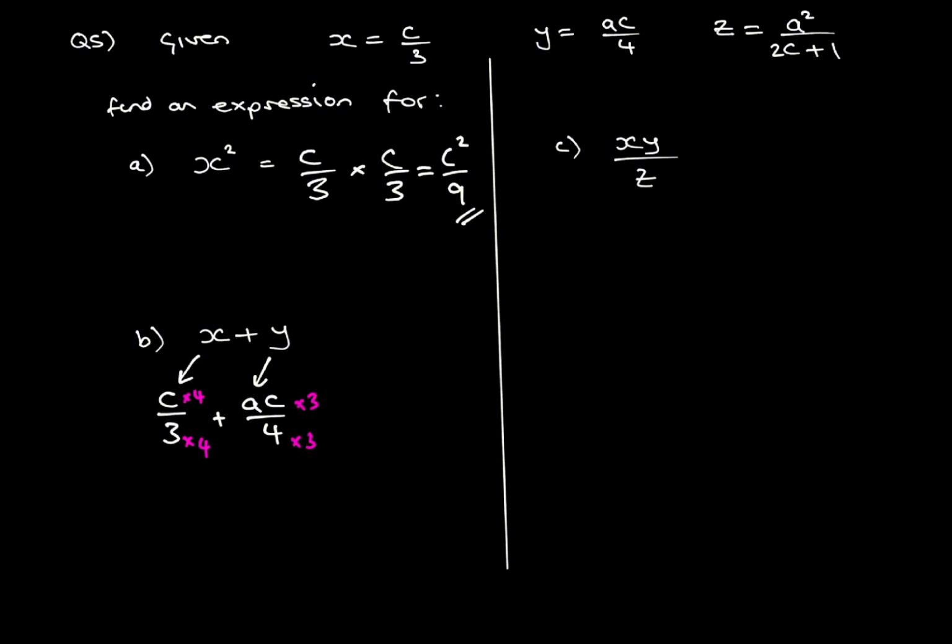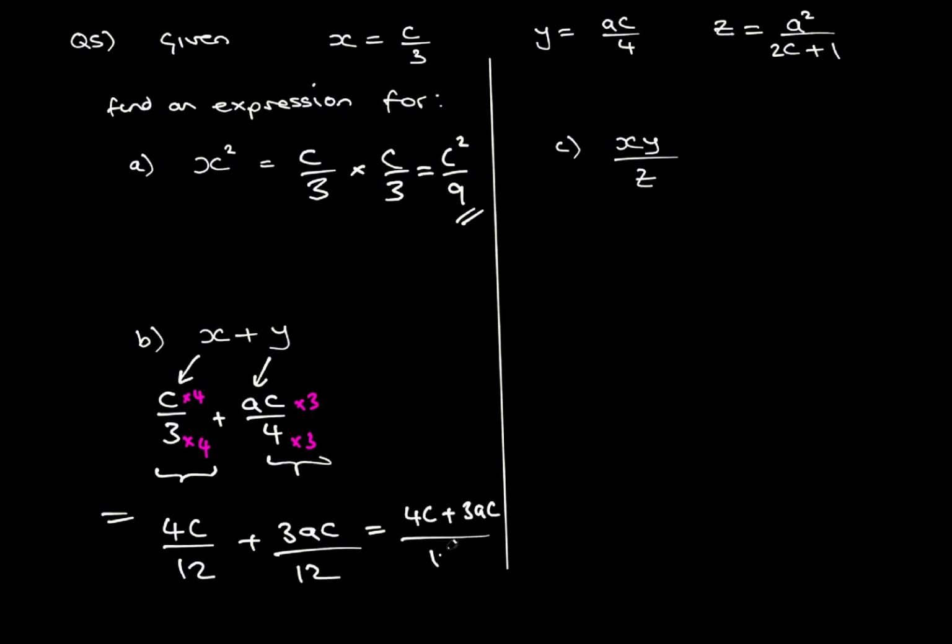So if we tidy this up a bit, c times 4 is 4c over 3 times 4, which is 12, plus 3 times ac, which is 3ac, over 4 times 3, which is 12. Now we can add the numerators, 4c plus 3ac over 12, and we can't simplify that any further, so we just stop there.